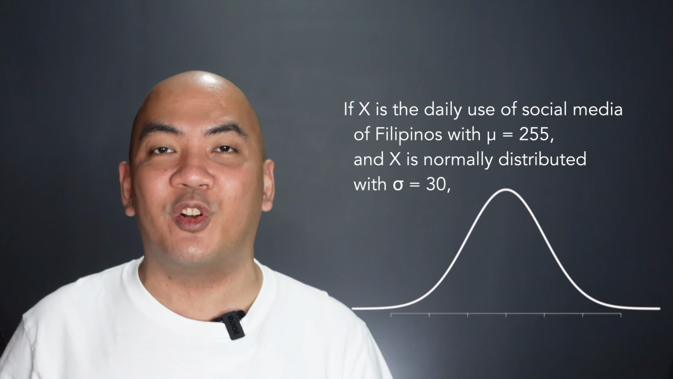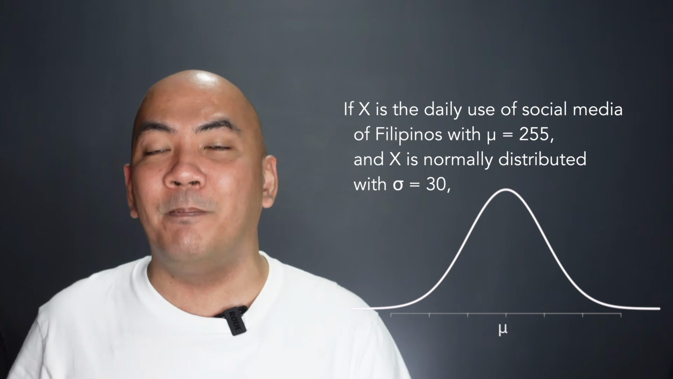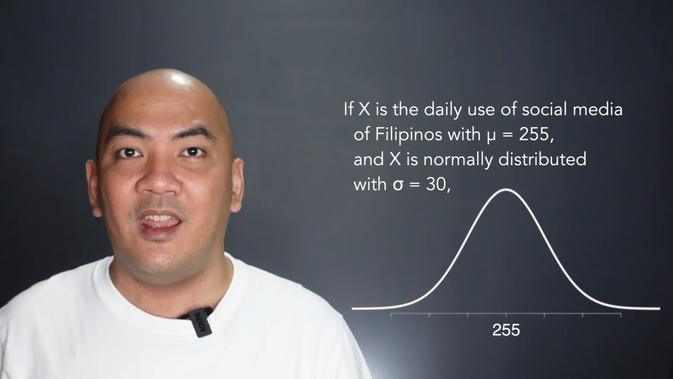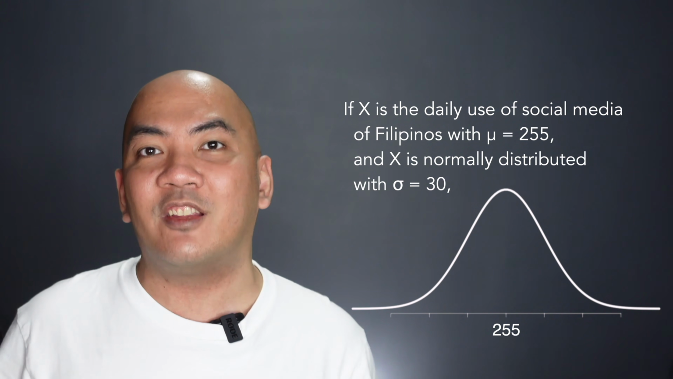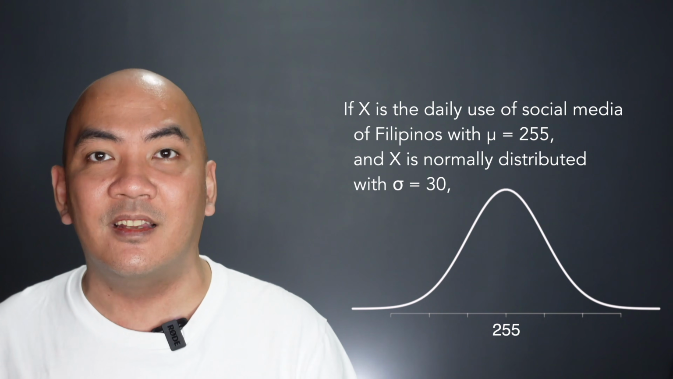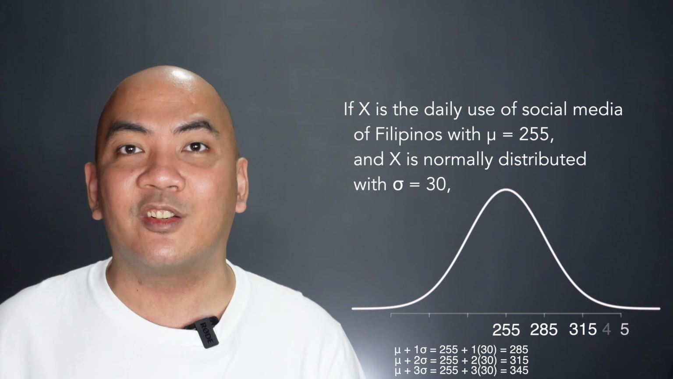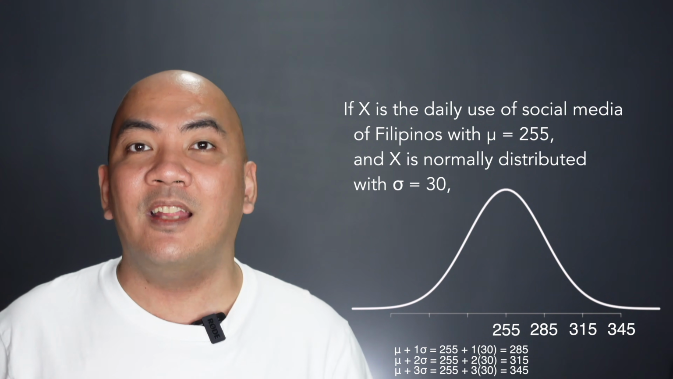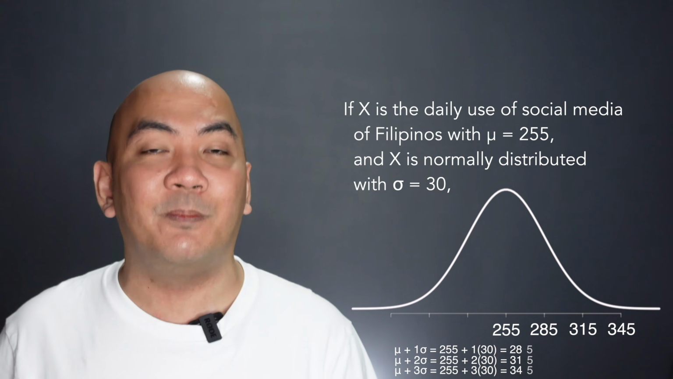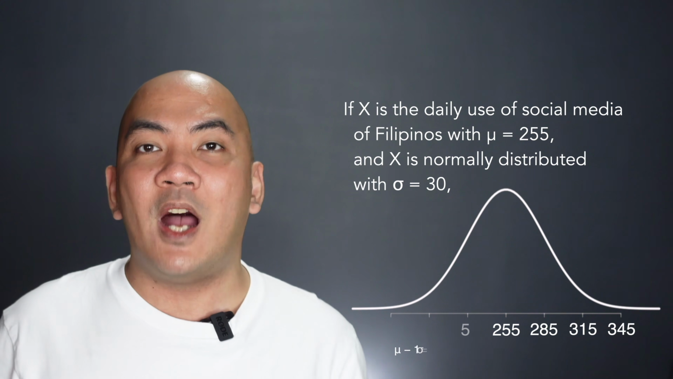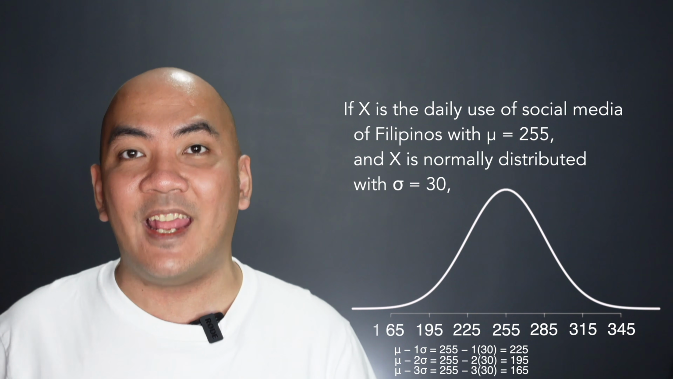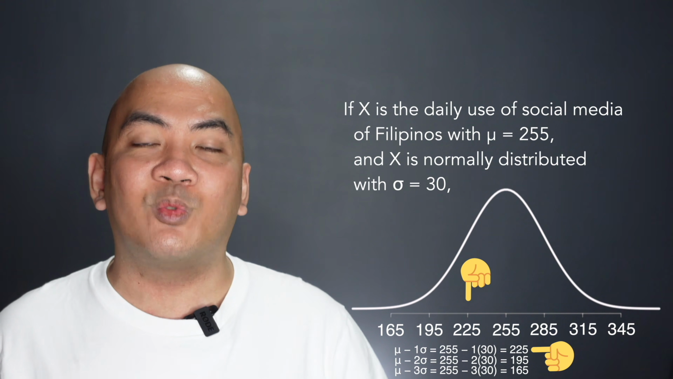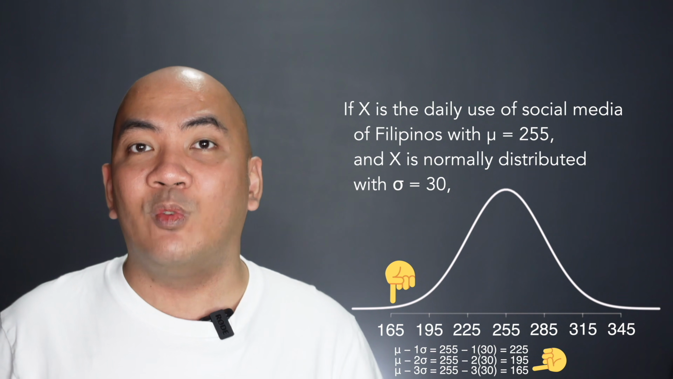And similarly, for example, if X is the daily social media usage of Filipinos, which is reportedly to have a mean of 255 minutes, assuming it is normally distributed and with a standard deviation, for example, of 30 minutes, then 1, 2, and 3 standard deviations more than the mean, which are 285, 315, and 345 minutes, are on this part of the distribution. And by symmetry, 1, 2, and 3 standard deviations less than the mean, which are 225, 195, and 165, are on this part of the distribution.